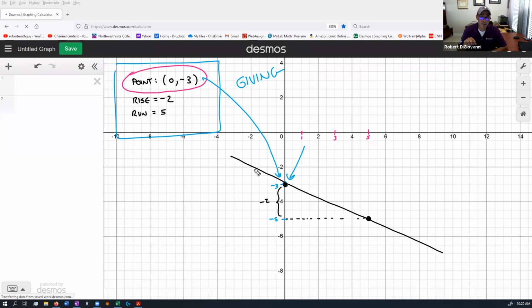So now I'm going to give you the equation of this line. Okay, I'm going to type it into the side over here and have the computer graph it. I already know what the equation is, so I'm going to write it and then want you to see if you notice something.